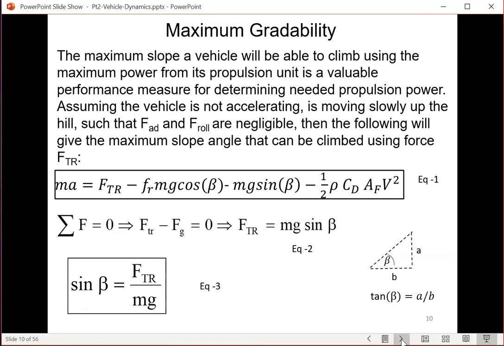Next. If you have a car and you know the power output from the engine or the induction motor, you can work out one of the key performance indicators: given that motor, what is the maximum gradient this vehicle can climb up to.